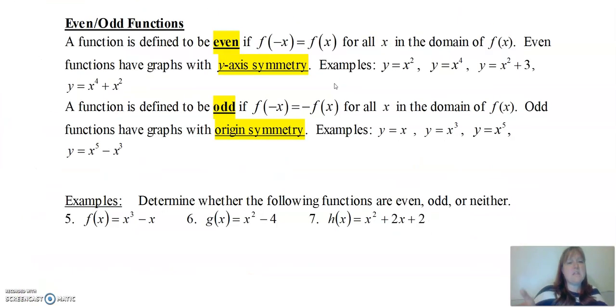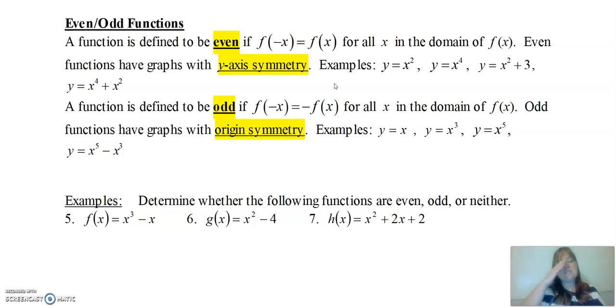So just remember that even functions mean they have y-axis symmetry. And so even functions, if you remember, look like this or like this. I can't get it in the frame. You know what I mean. So they go all the way, both of them up or both of them down at the same time. Odd functions have origin symmetry, which means they go like this or they go like this, right? So one's up, one's down every time, right?